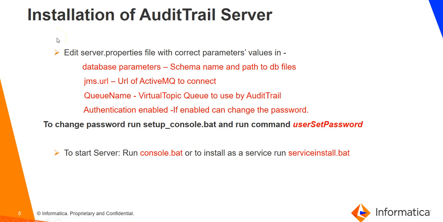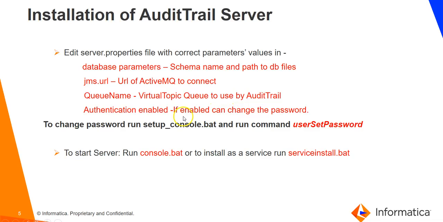So since message queue is up and running and I have Audittrail database, let's go to the next step of installation of Audittrail server. Regarding installation of Audittrail server, we need to edit a few properties in the same server.properties file which we used for installing database. For additional parameters, we need to make sure our database parameters and the JMX URL, which is the ActiveMQ URL, are correct. Since the active message queue is the bridge between Audittrail and PIM server, this URL should be correct. Then the queue name which needs to be used, as I mentioned, virtual topic queue is the one which will be used by Audittrail, which I have showed you already.